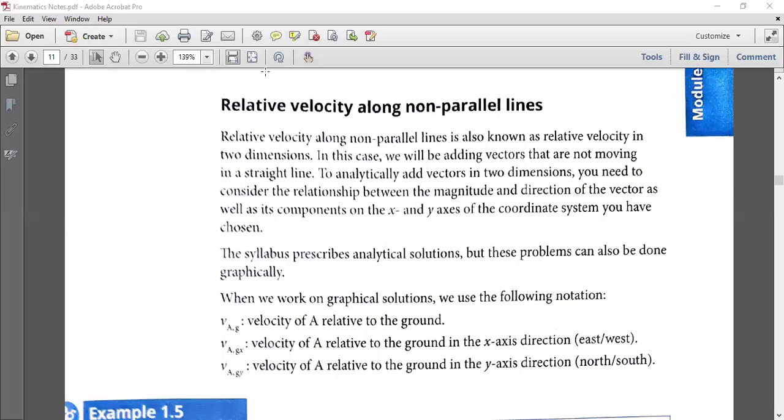So the first condition that you're given, the relative velocity along non-parallel lines, is also known as relative velocity in two dimensions. In this case, we'll be adding vectors that are not moving in a straight line. So in that consideration, we can use different ways to have the solutions.